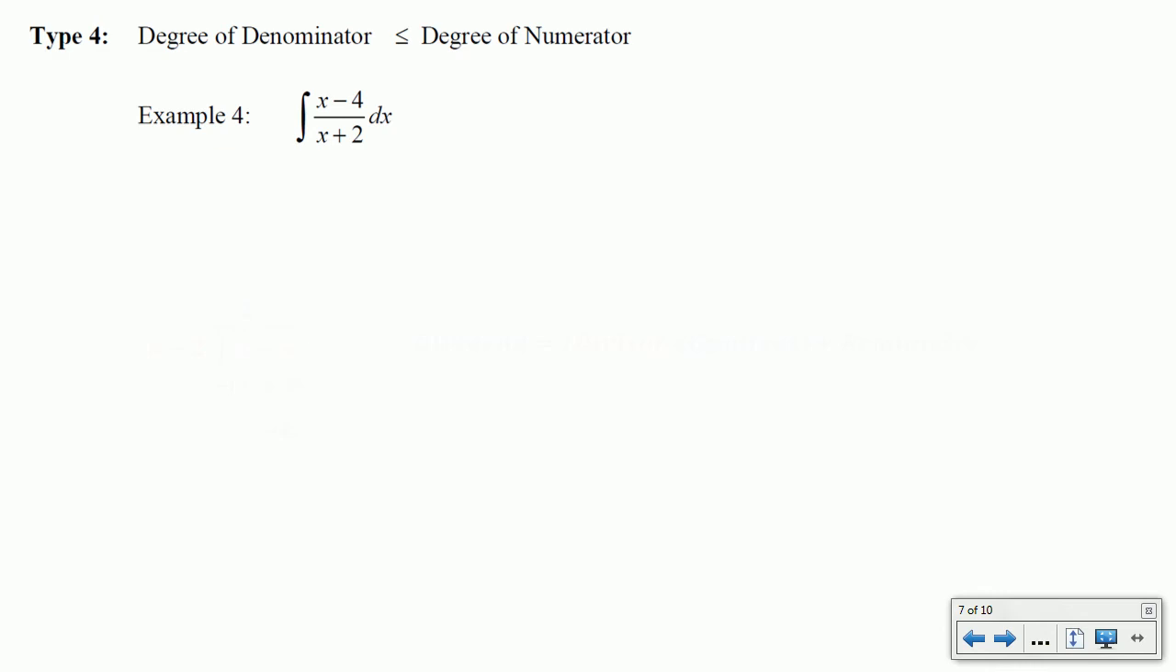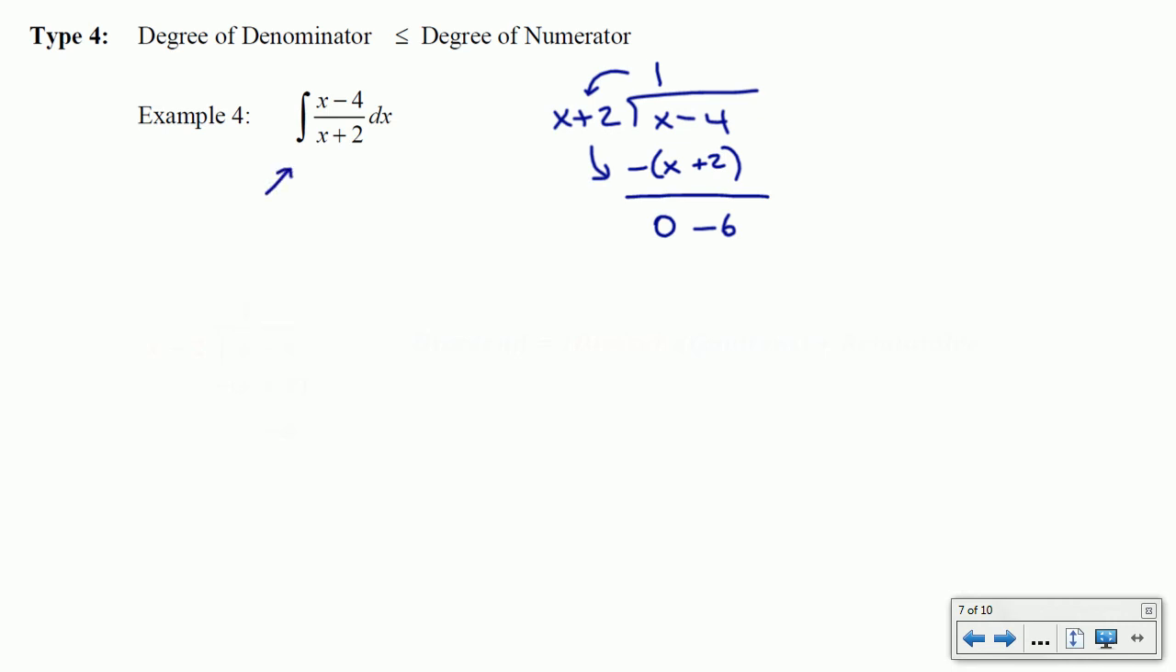In this situation, we need to perform a long division. So we're going to go x plus 2 into x minus 4. So if we focus on the first terms, x and x, x fits into x once, and then we need to multiply 1 by each of these terms and subtract it from the dividend. So we subtract x plus 2 from x minus 4. x minus x is 0, and negative 4 subtract positive 2 is negative 6. So we have a quotient of 1 and a remainder of negative 6. And with the result of this long division, we're going to try to write our original integral as a sum of simpler fractions.